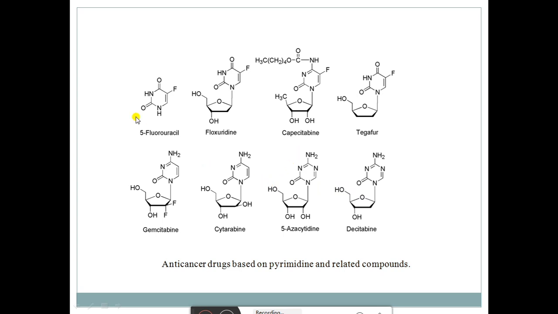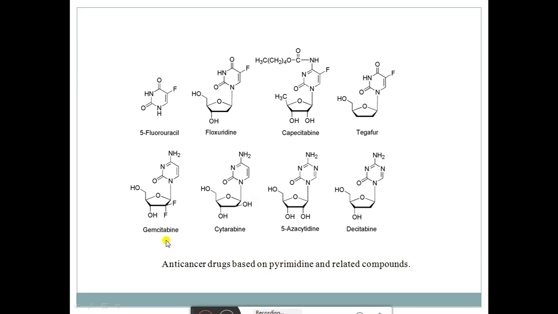So various anti-cancer drugs which are from the pyrimidine nucleic acids, the examples are 5-fluorouracil, second example is floxuridine, capecitabine, tegafur, gemcitabine, cytarabine, 5-azacitidine, decitabine. So these are the different anti-cancer drugs which are pyrimidine analogs.